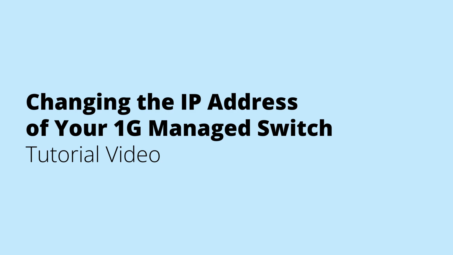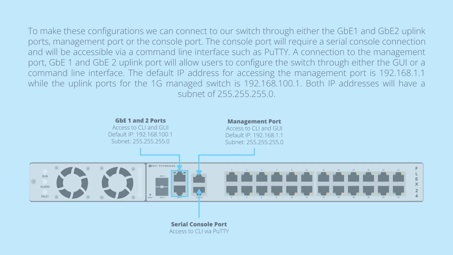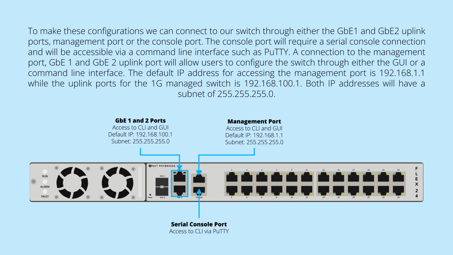My name is Nico, and today we will be changing the IP configuration of your 10G managed switch. To make these configurations, we can connect to our switch through either the GBE 1 and 2 uplink ports, management port, or the console port. The console port will require a serial console connection and will be accessible via a command line interface such as PuTTY. A connection to the management port or GBE 1 and 2 uplink ports will allow the users to configure the switch through either the GUI or the command line interface.